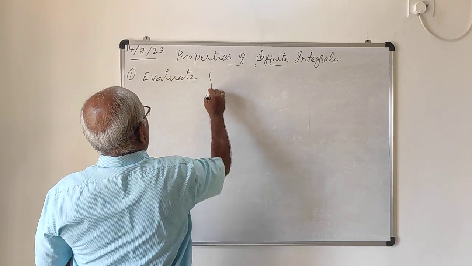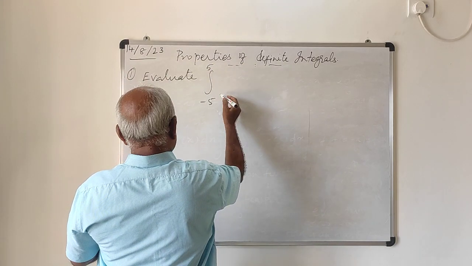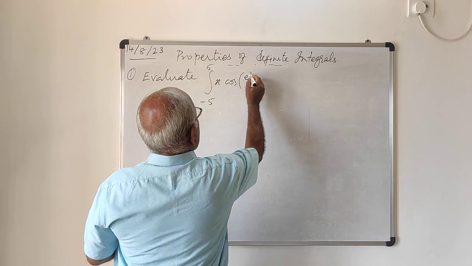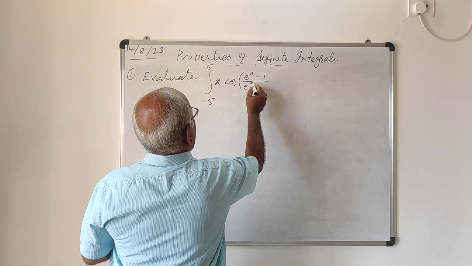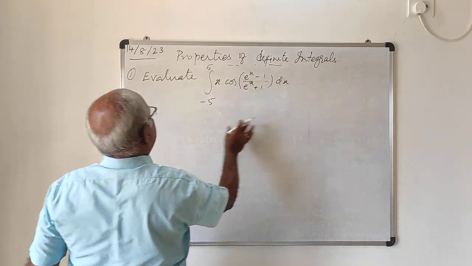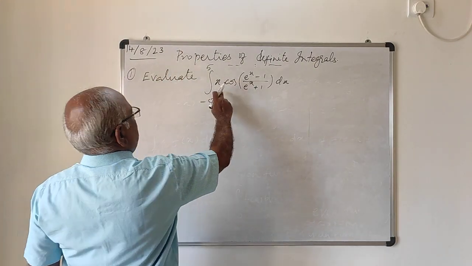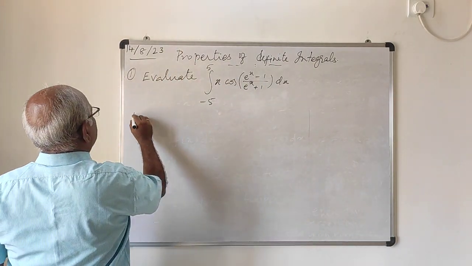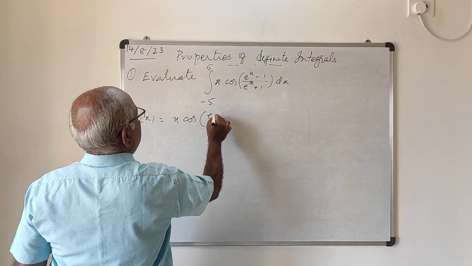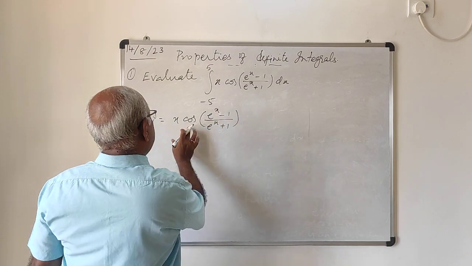Evaluate the integral from minus 5 to plus 5 of x cos of (e power x minus 1)/(e power x plus 1) dx. You have to evaluate this integral using our property. Consider the function f of x equal to x cos of (e power x minus 1)/(e power x plus 1). This is f of x.